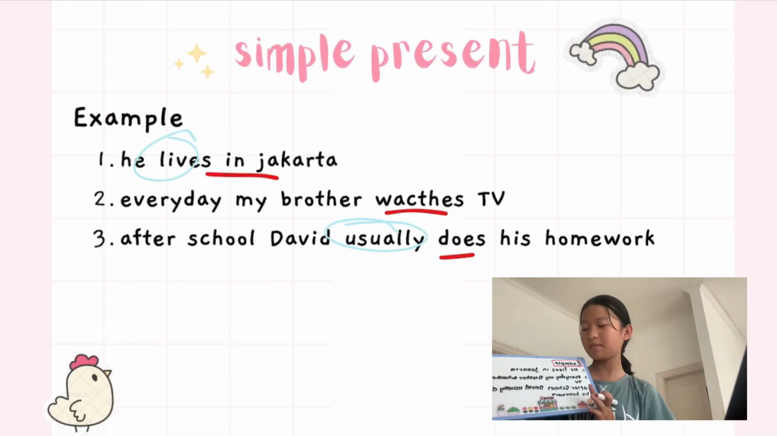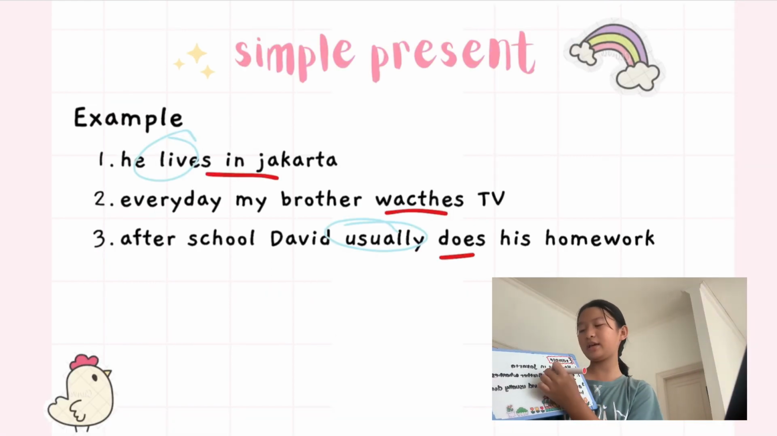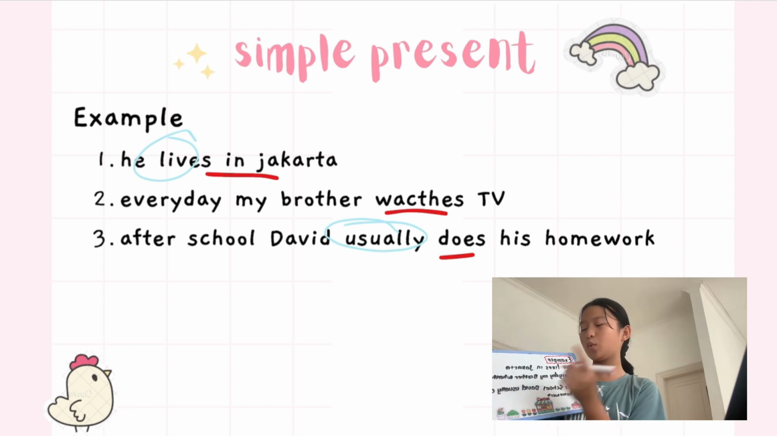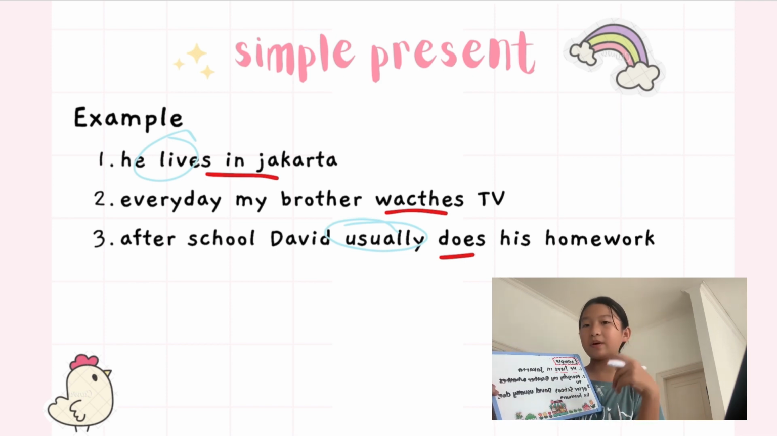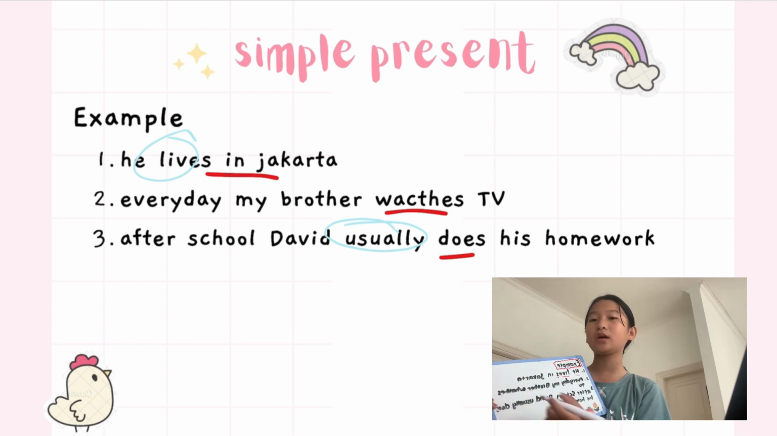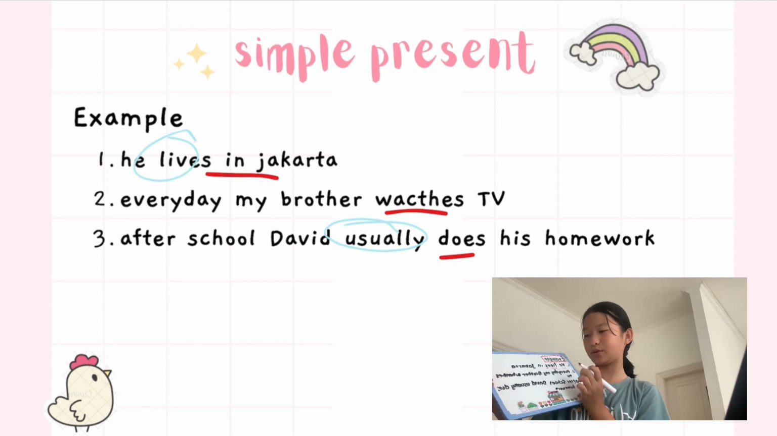For this example, number 1: he lives in Jakarta. Because the subject is he, we need to add s. Live is the verb. Live plus s: lives in Jakarta. So, he lives in Jakarta. Like that.